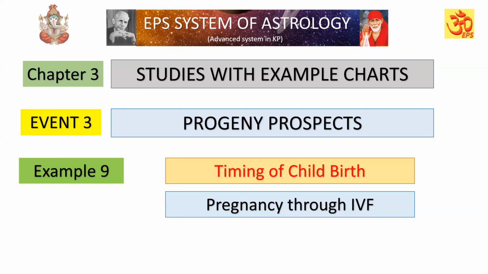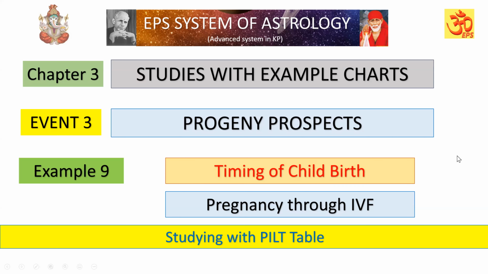Now the same example we are going to study in this video with the help of the PILT table, and how the key planets were useful in using the PILT table. Let us now discuss the PILT table. Example number 9, timing of childbirth, pregnancy through IVF. We are going to study with the PILT table. Now let us examine the chart with the help of the PILT table.